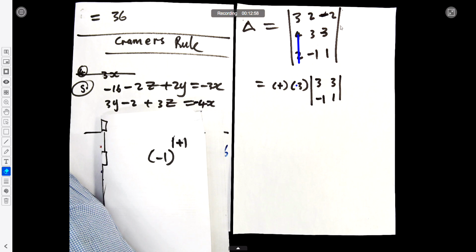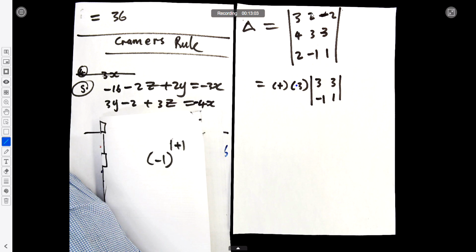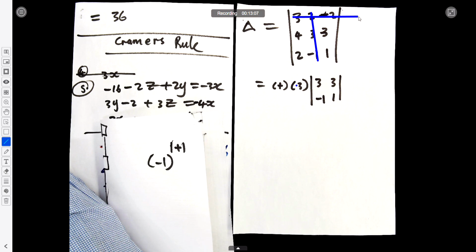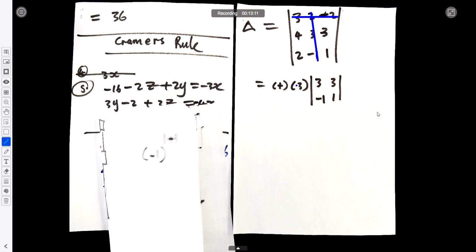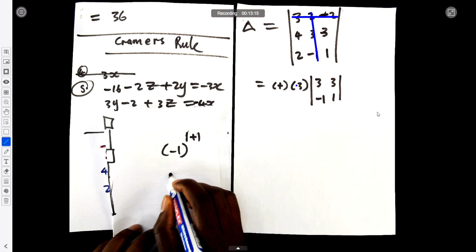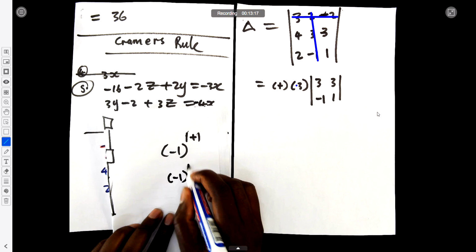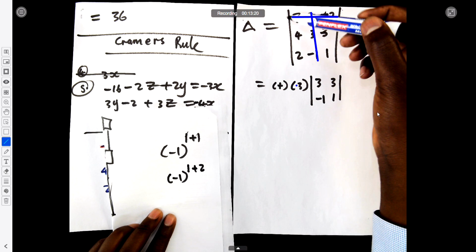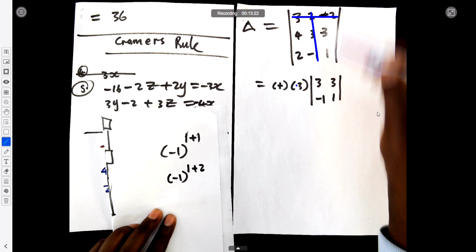So now we're going to look into element 2. We're in element 2, so we're going to eliminate horizontally and vertically, eliminating those elements. But first of all, we look into element 2. It is in row 1, column 2. So it's in row 1, but in column number 2.